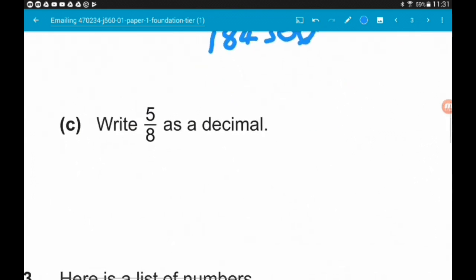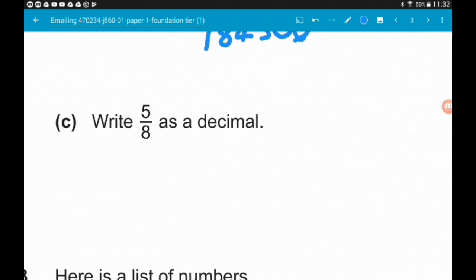Write 5/8 as a decimal. Stick that in your calculator, press the S-D button, and that will give you 0.625.